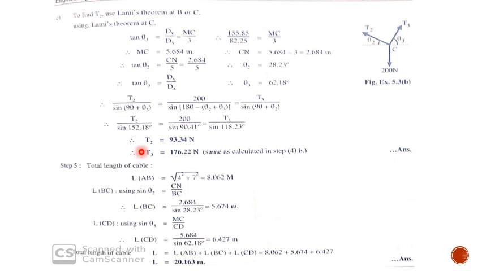Now to find the length of the cable, again use the geometry, and by using the geometry find each length AB, BC and CD, and find the total length of the cable. Just go through this problem once again and try to solve the problems that I am giving you here.